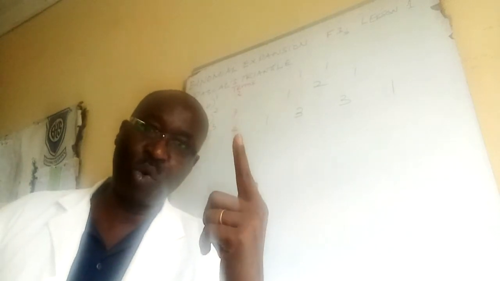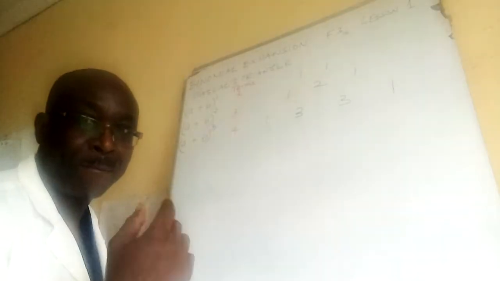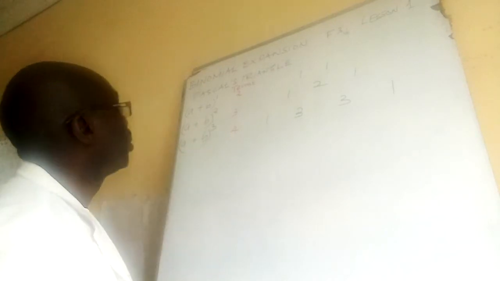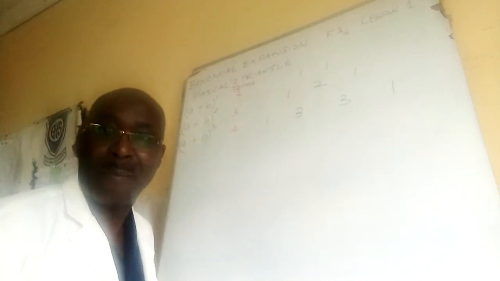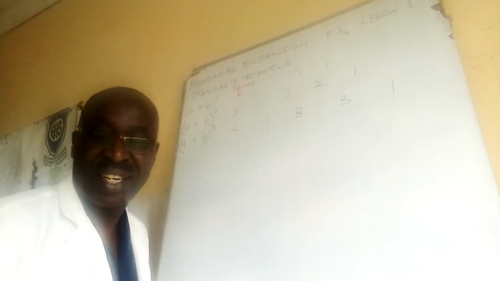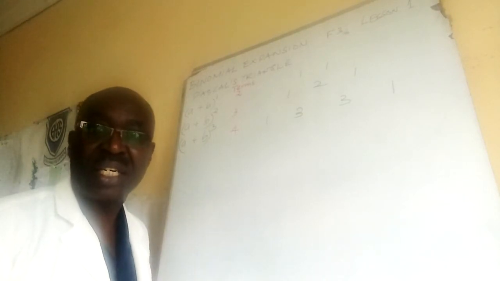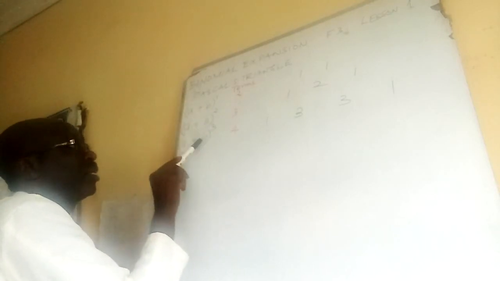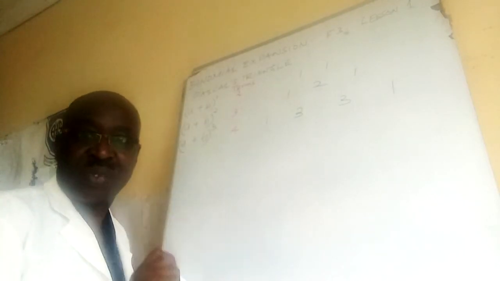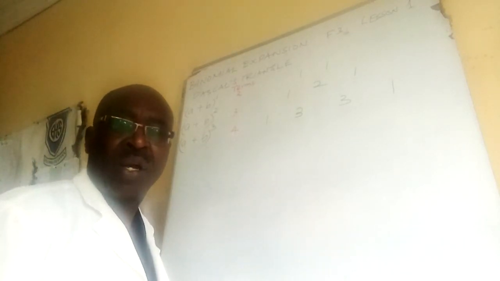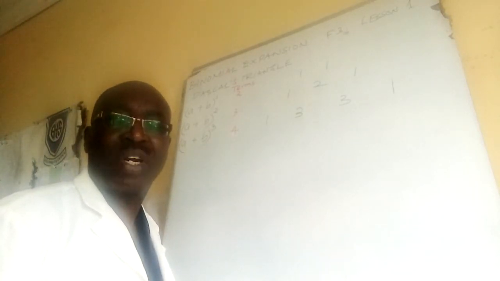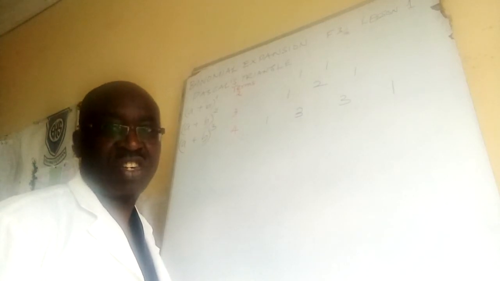Mono means one, and bi means two. So these are examples of binomials. In each bracket, there are two terms. So this is what stands for bi, two terms. Then when we expand, we are able to get the coefficients.